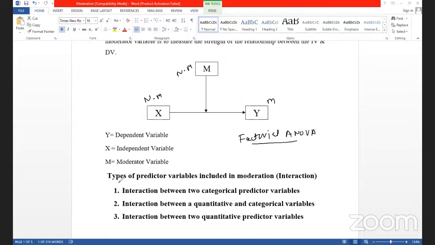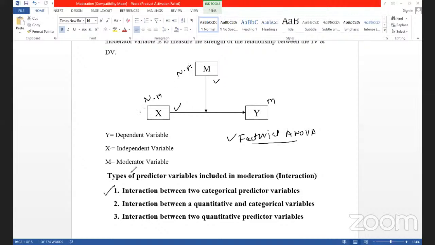Okay, so here there are three types of interaction, the first between two categorical variables. If we are using two categorical variables, then we will use factorial ANOVA. Otherwise, if we want to use multiple regression analysis with both categorical variables, then we will convert these categorical variables into dummy coded variables.